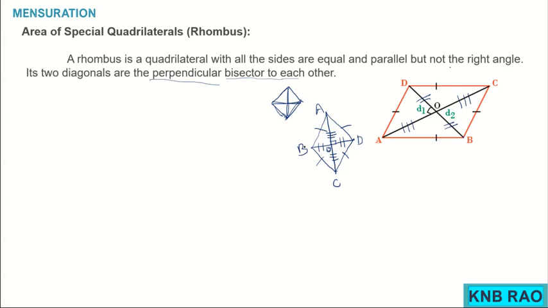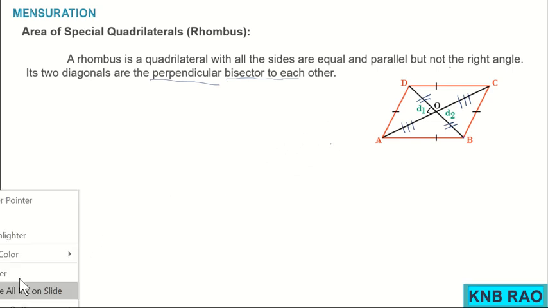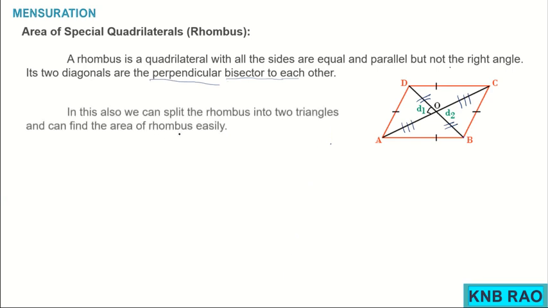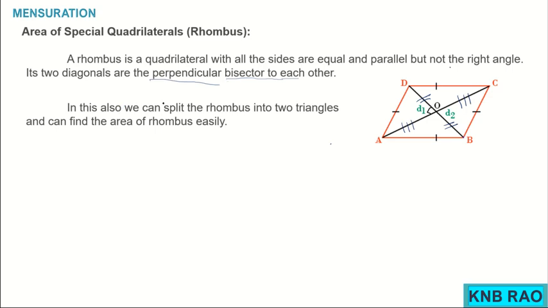Fine children. Now, let me wipe this out first. Here, the very important properties of the rhombus will decide the easy way of finding its area. What is the area? In this also we can split the rhombus into 2 triangles, right. What are the 2 triangles? What will the formula for the area of a rhombus be? See children, here is how I am going to find it.